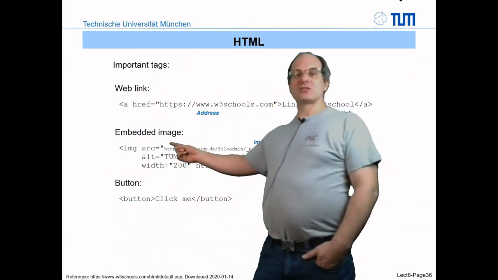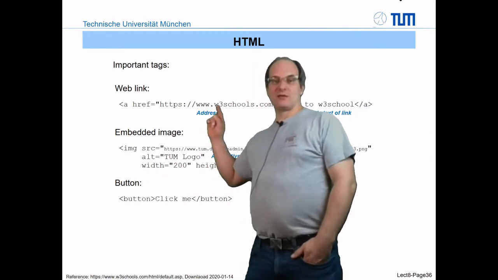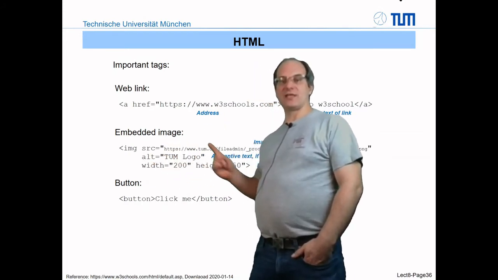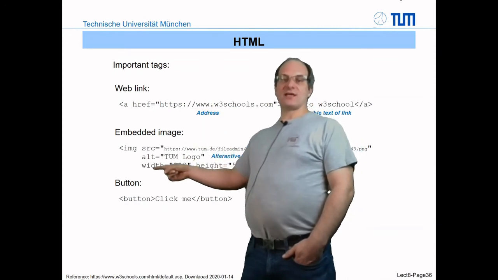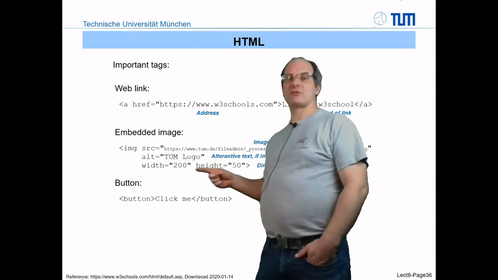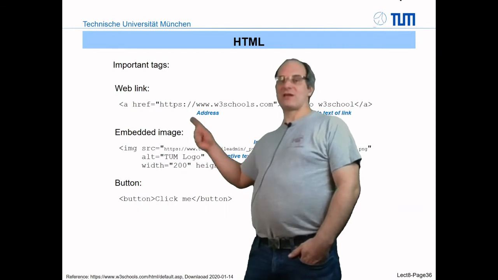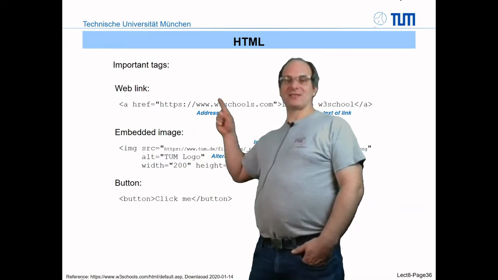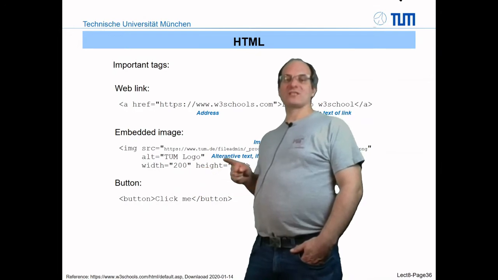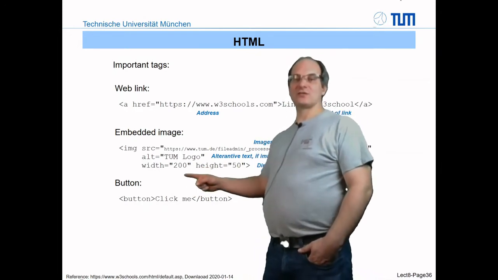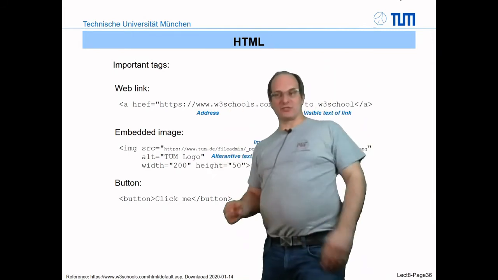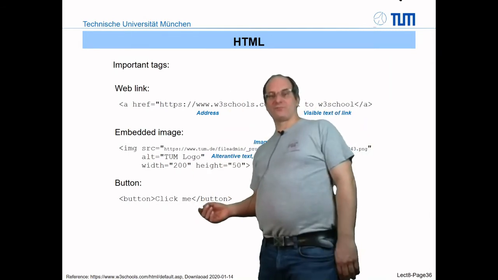So the image has three different attributes. The one is the source of the image, which is a link again. Then the alternative text, and then you can do additional things. There are a lot of additional things, and you have to check internet pages to see which additional things you can do. In this case, you can define the width and the height of this image, so the dimensions.